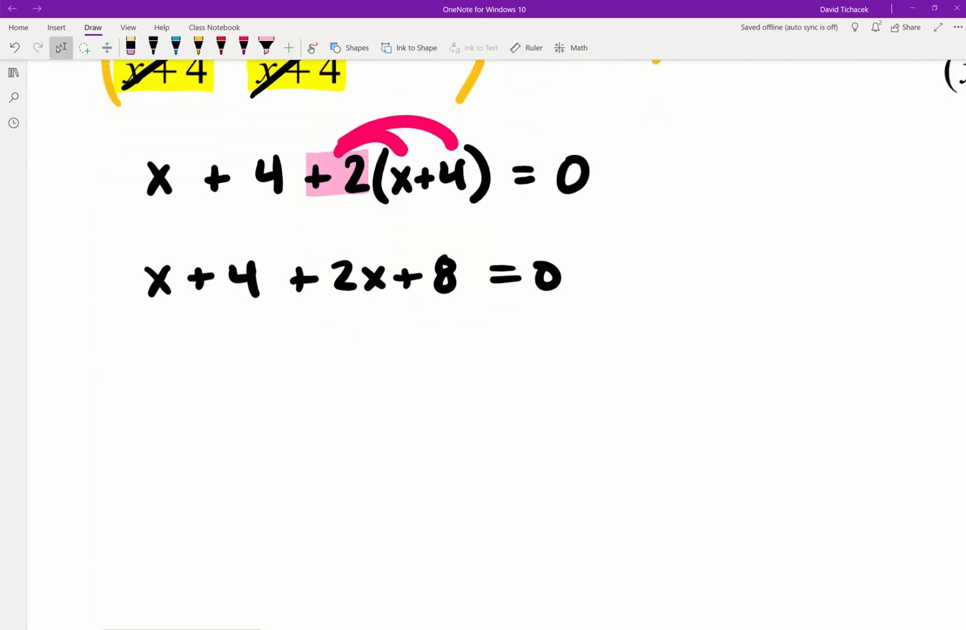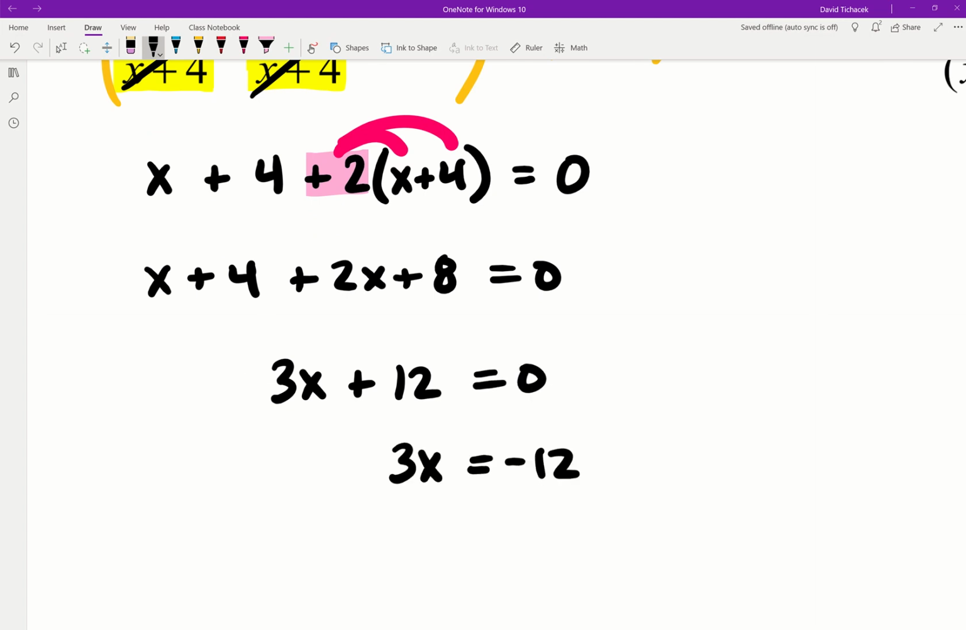And then just go ahead and combine some like terms and continue to solve. So you've got some like terms there. You're going to end up with 3x plus 12 is equal to 0. Subtract 12 from both sides. 3x is equal to negative 12. And then divide both sides by 3. You would get x is equal to negative 4.